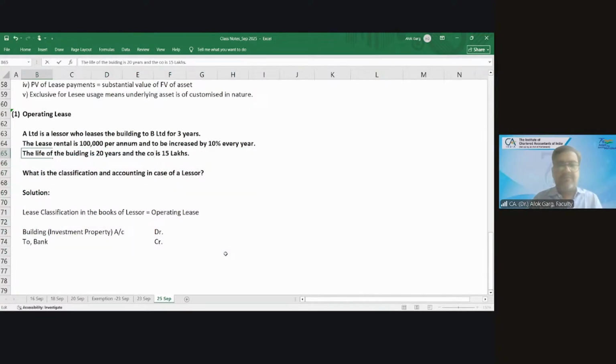If the cost is 15 lakhs, then the fair value will also be the same, right? 15 lakhs. Yes, sir. What is the accounting entry? 15 lakhs.